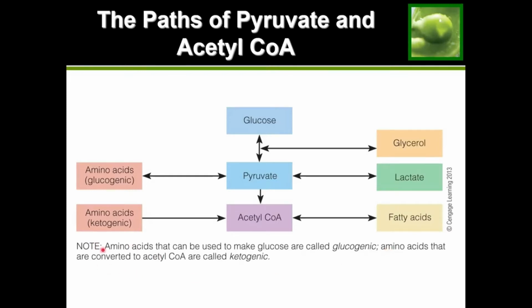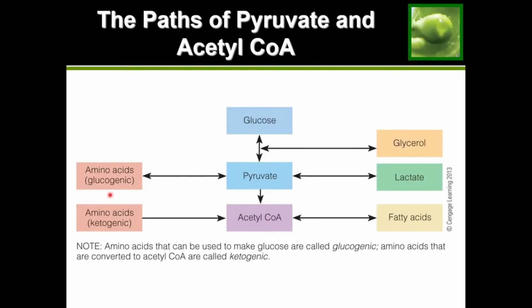So let's start off with looking at our proteins. Proteins are made of amino acids, and amino acids can either be glucogenic or ketogenic. What glucogenic means: gluco stands for glucose, genic stands for the creation of. So literally what it means is the creation of glucose. So amino acids that are glucogenic can be used to generate glucose. And if we follow the arrows, you'll be able to see how.